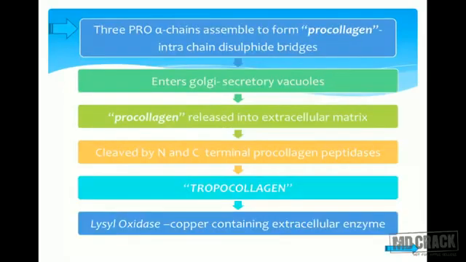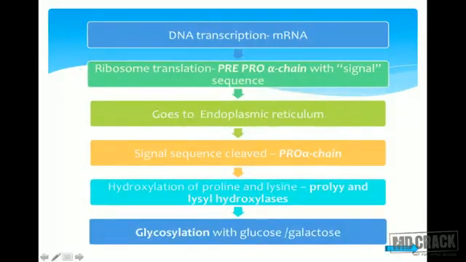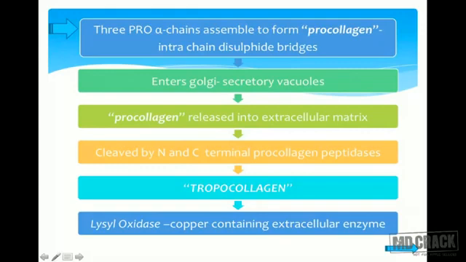So here I have this in the form of a flow chart. Look here. The DNA transcription results in the formation of mRNA. The ribosome translation converts it into the pre-pro-alpha chain with the signal sequence, which goes to the endoplasmic reticulum. The signal sequence is cleaved, resulting in the formation of the pro-alpha chain, and hydroxylation occurs by prolyl and lysyl hydroxylases. As I said, these are vitamin C-containing enzymes with an absolute requirement for vitamin C. Then glycosylation with glucose and galactose. Three pro-alpha chains assemble to form procollagen with intrachain disulfide bridges, which enters the Golgi and secretory vacuoles.